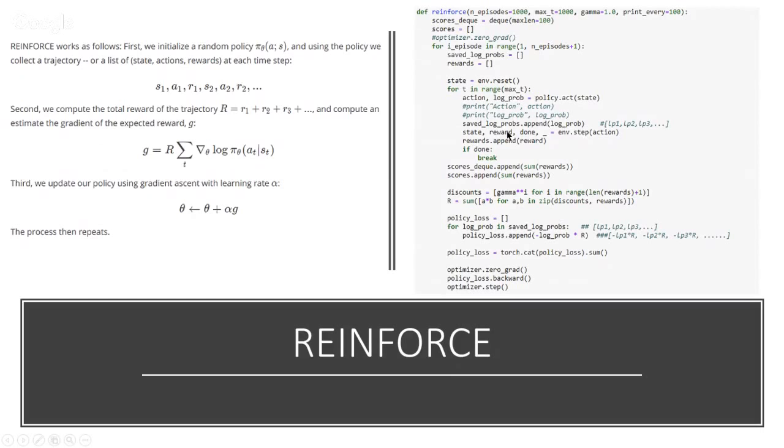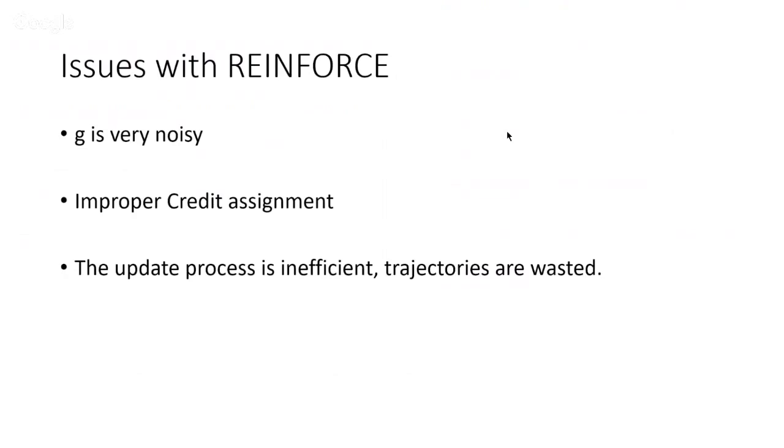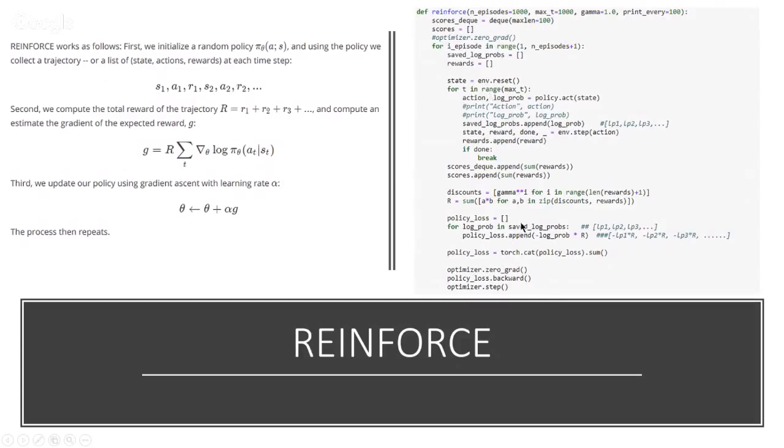People said that it's improper, it's incorrect, and the update process is inefficient, trajectories are wasted. That's true. Once we have computed these trajectories and done the whole loop, we don't use them again. We have to start another episode and collect new trajectories after updating our theta. We have one theta, we compute one trajectory of n time steps, and we update our theta, and using that updated theta we have to compute new trajectories.